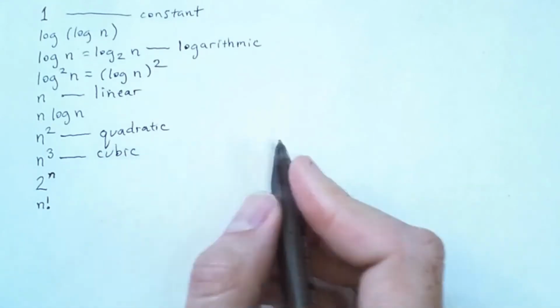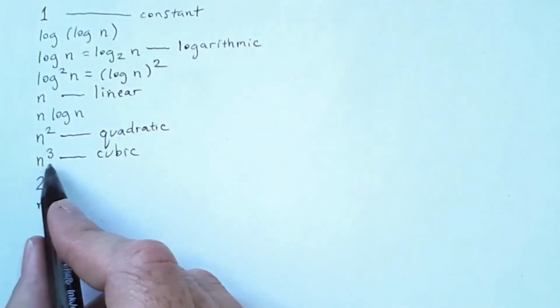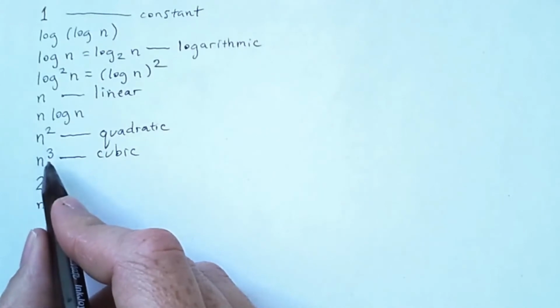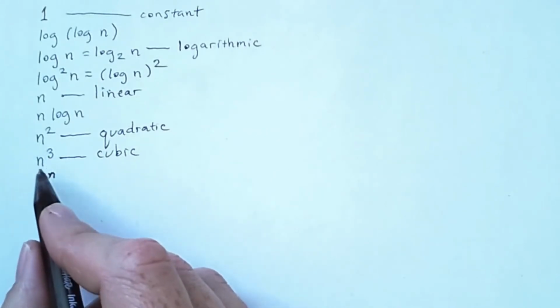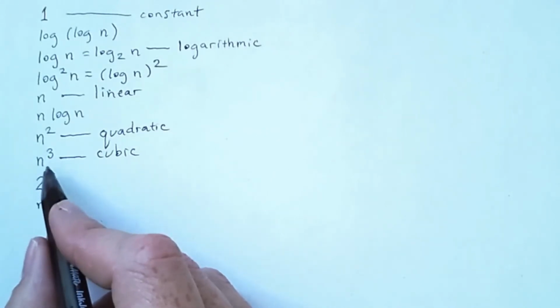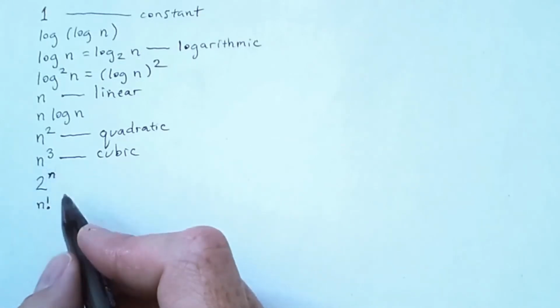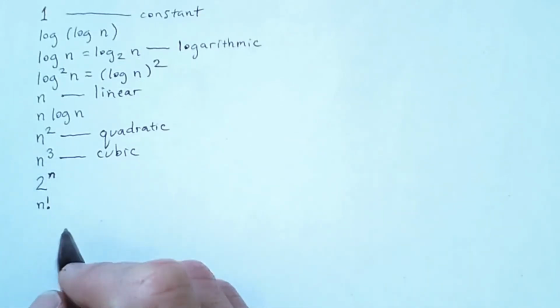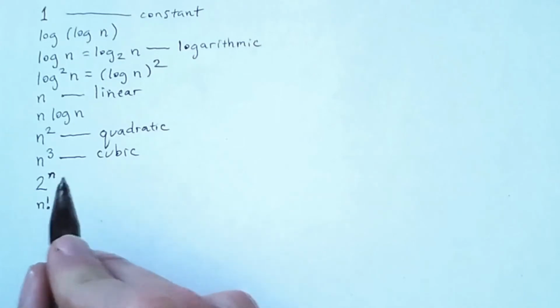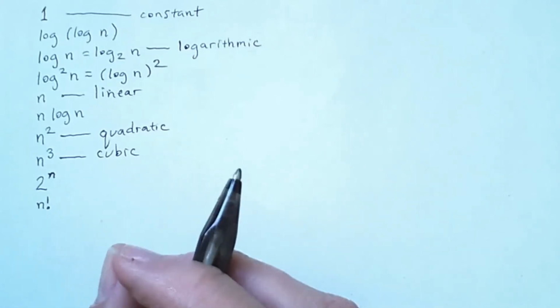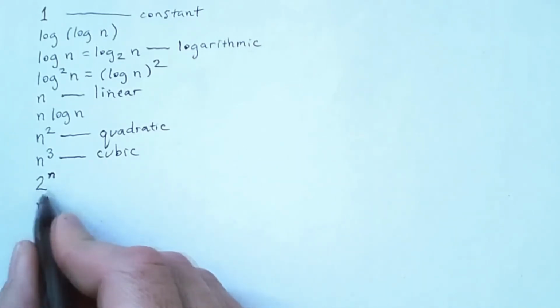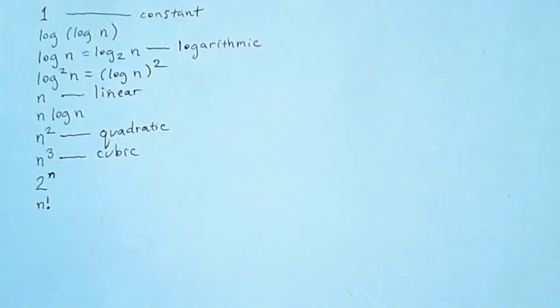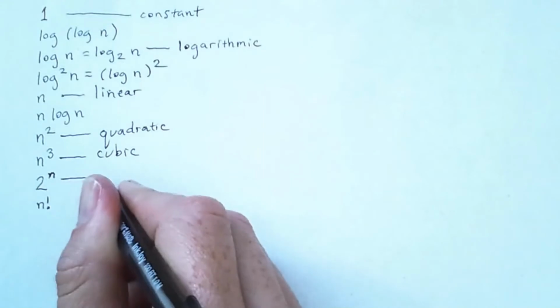And I won't list any more out, but obviously if you increase the exponent, you'll get larger and larger runtimes. So n to the 4 is greater than n to the 3, n to the 5 would be greater than that, and so on. But all of them, no matter how big that exponent is, if it's a constant value, it's going to be less than 2 to the n. And this is an exponential function.